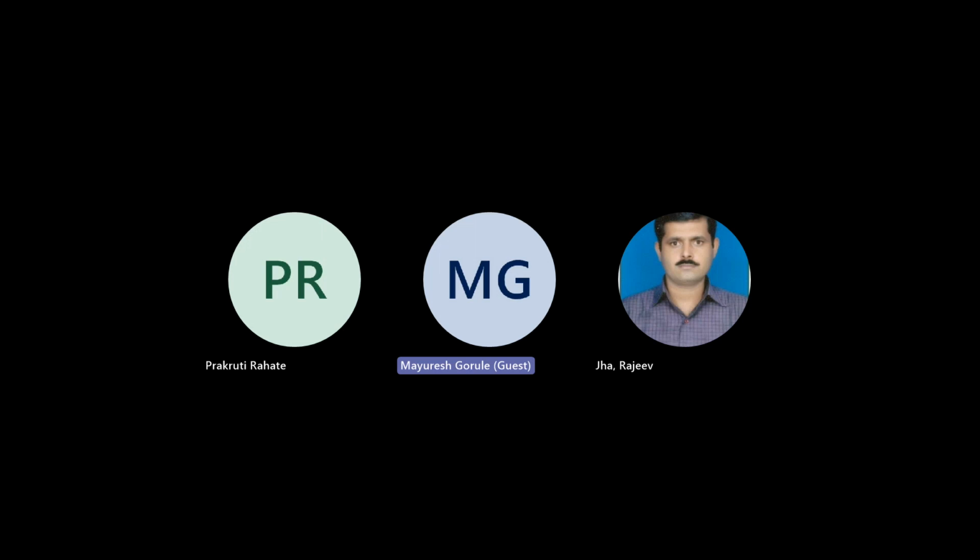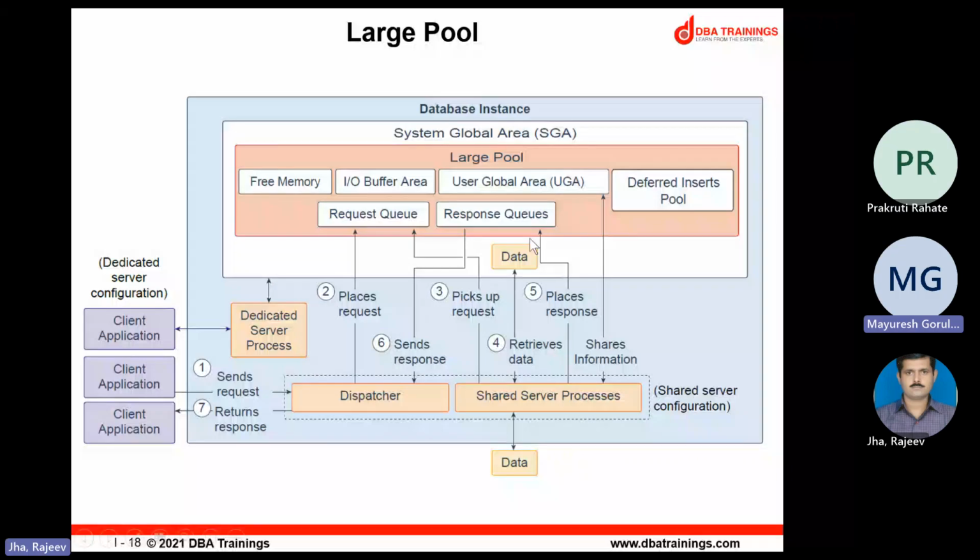Sir, if the large pool is optional, then is the listener a part of the large pool, right? No, no. The listener is not part of the large pool. Only the orange area is the large pool, right? Yes. Okay, got it. I thought the entire diagram was the large pool. No, no.